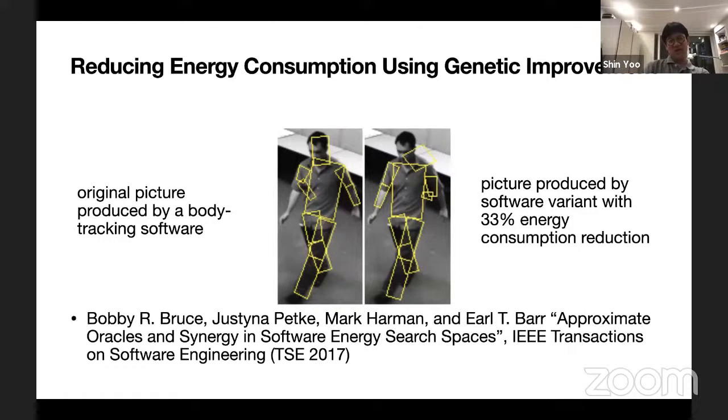This is another very nice case study about reducing energy consumption. What you are seeing is two pictures of body tracking software's output. On the left-hand side, you are looking at the result from the original software, and on the right-hand side, it's a result produced by a variant which uses 1/3 less energy. And you can see that it's roughly the same accuracy. So that type of improvement is also possible.